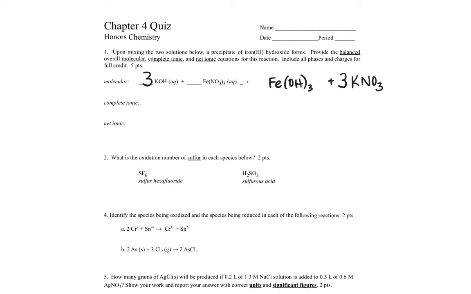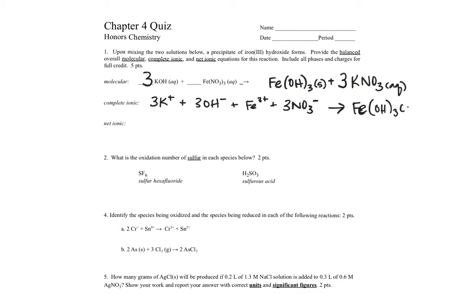Our complete ionic equation is going to be, we have to make sure that we bring these coefficients down, so 3K+ plus 3OH- plus Fe3+ plus 3 NO3- is going to produce Fe3+. Oops, sorry, I forgot my phases here. So this is a solid and this is an aqueous. And so this actually is going to stay as a solid. We have Fe(OH)3 plus 3K+ plus 3 NO3-.